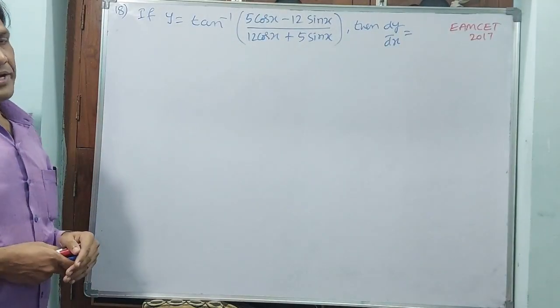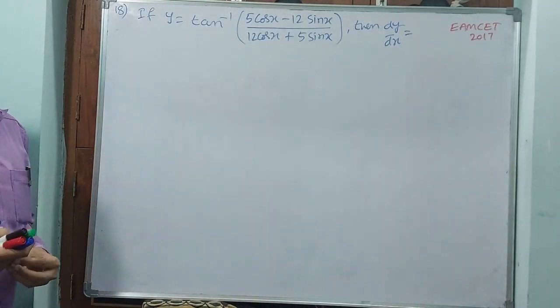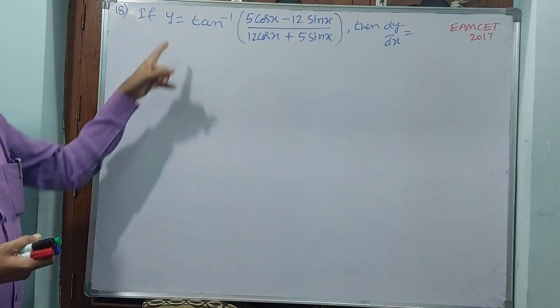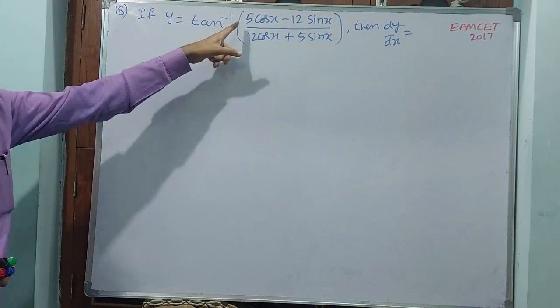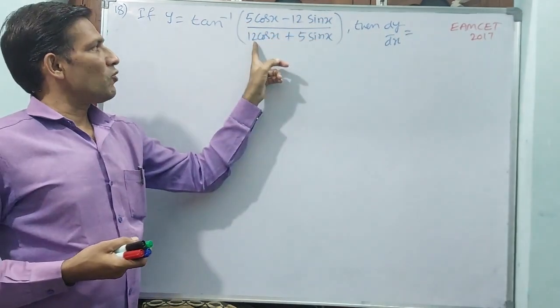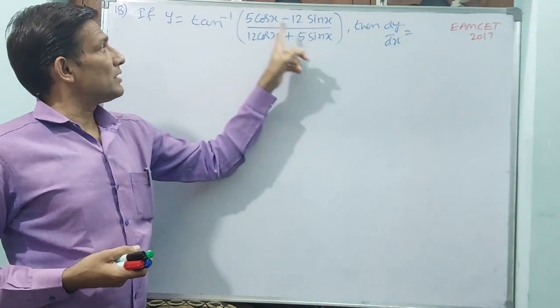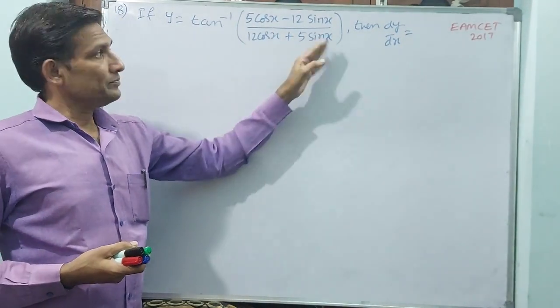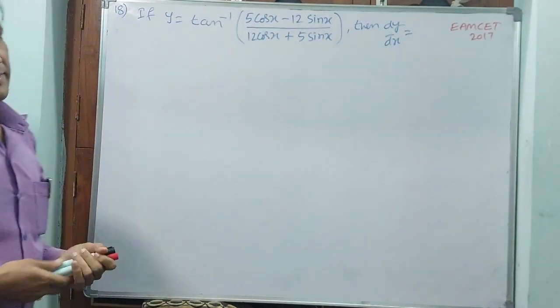See question number 18. The answer is minus 1, minus 1 has to come. Let us see what will happen. Y is equal to tan inverse of 5 cos x minus 12 sin x by 12 cos x plus 5 sin x. That means 5, 5, 12, 12. What is the value of dy by dx, they are asking.